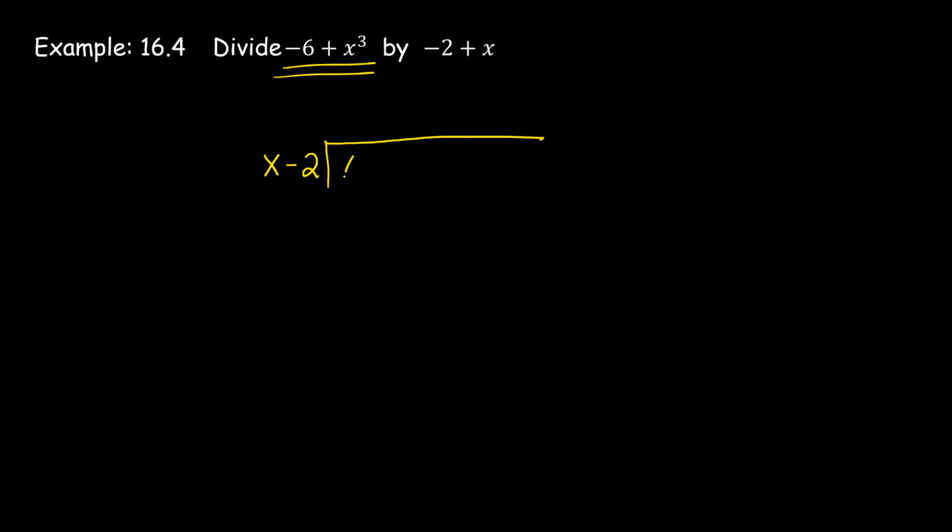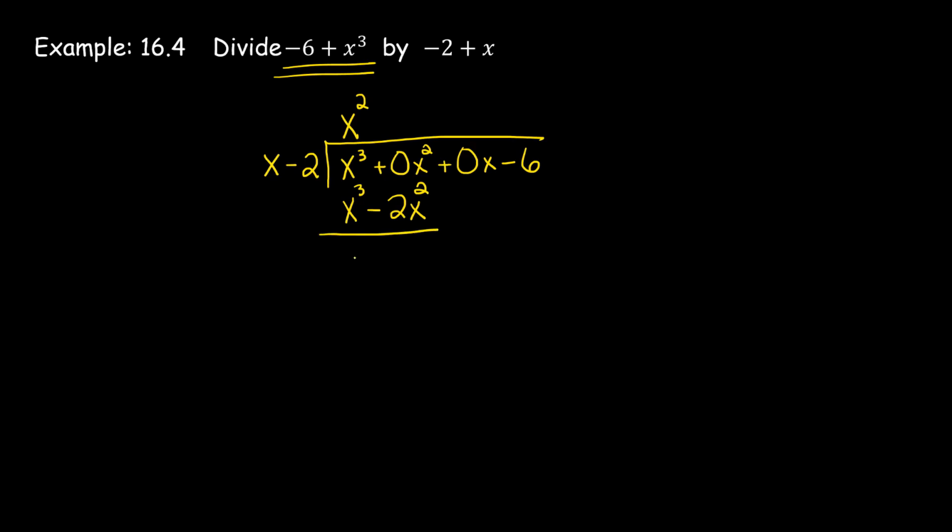So we've got x cubed, but we don't have an x squared term, so we're going to put 0x squared. We don't have an x term, so we're going to put 0x. And then we're just going to put minus 6. So we have to include a placeholder for every power of x to keep this organized. And now we do the division. X goes into x cubed, x squared times. Multiply x squared by x, which is x cubed, minus 2x squared.